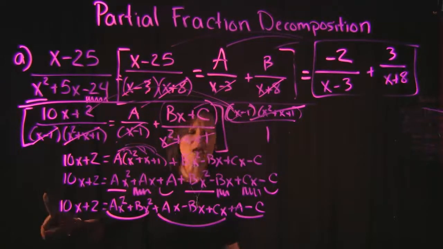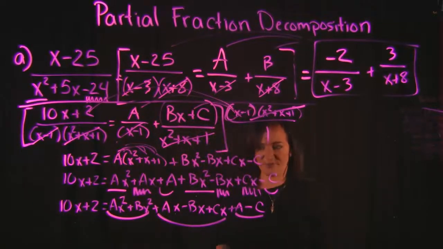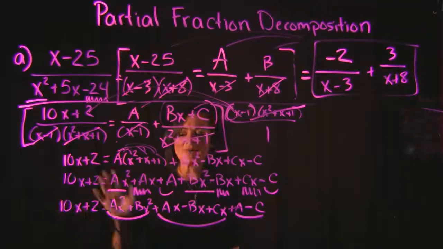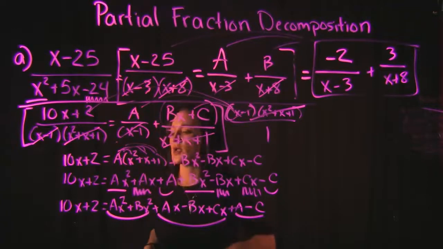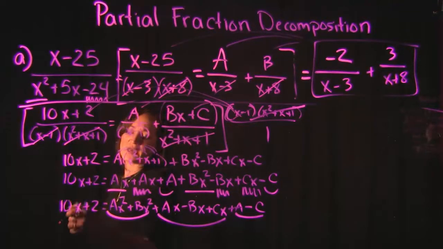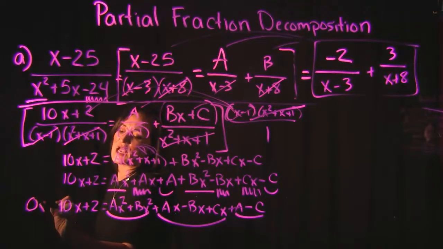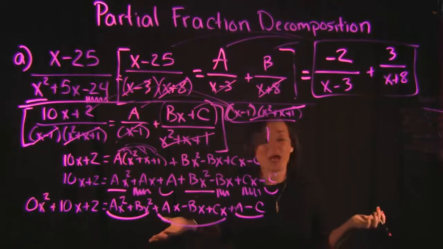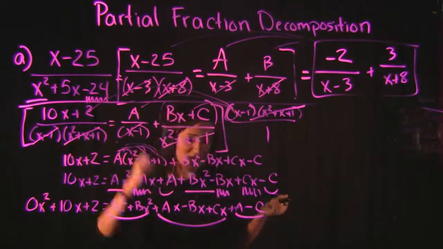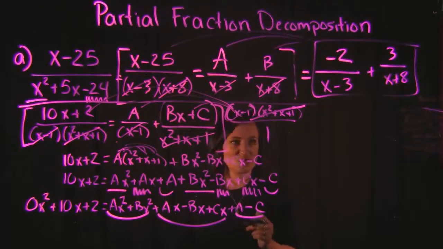Now, on the left-hand side, we don't have an x squared. But we still need to match something up with this ax squared plus bx squared. So if we don't have an x squared, that's kind of like saying 0x squared. I mean, we don't have any x squared terms. We're going to make an x squared by putting in 0x squared.